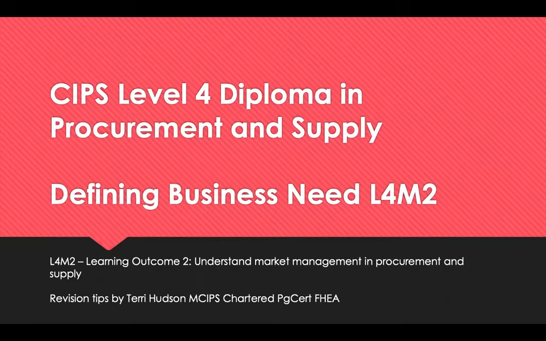This is Module 2, which is defining the business needs, learning outcome 2, to understand market management in procurement and supply. So we're going to look at the different types of markets, compare the competitive forces that influence those markets, and contrast the breakdown between direct and indirect costs and the type of data that can provide the information on the costs and price.